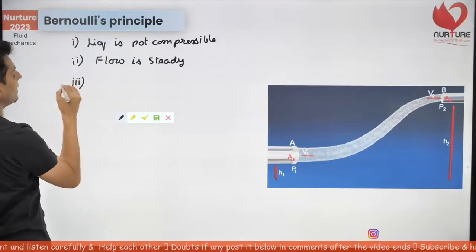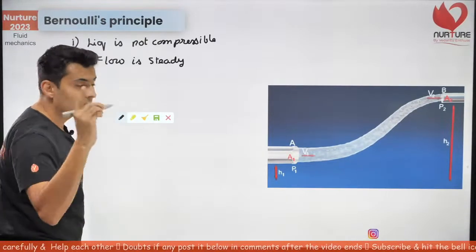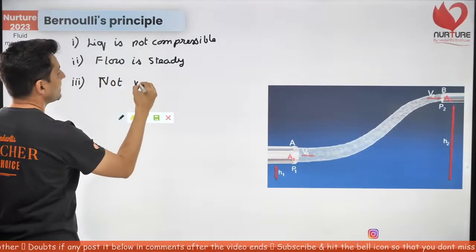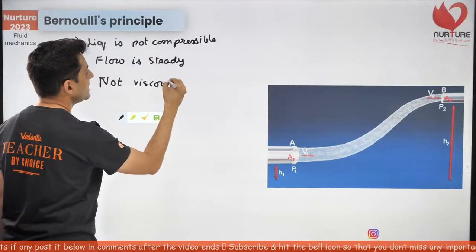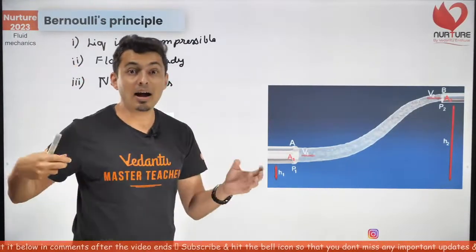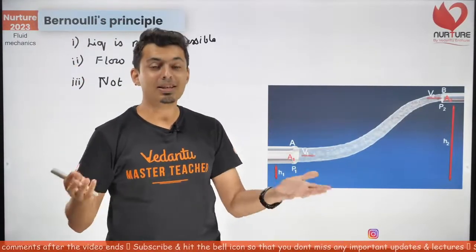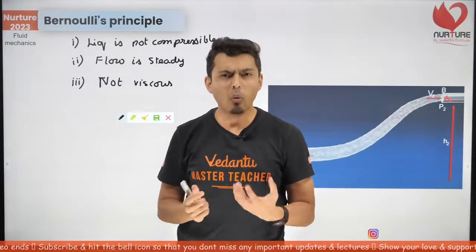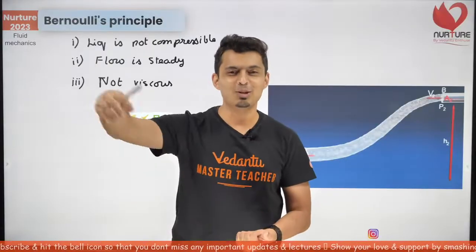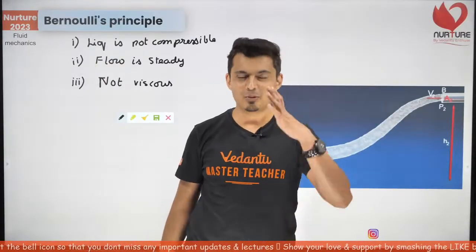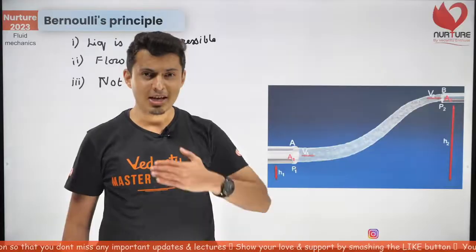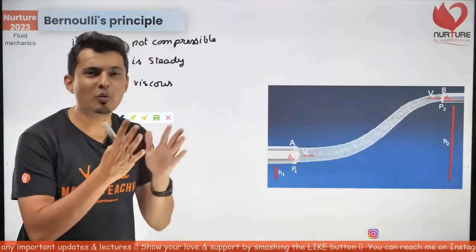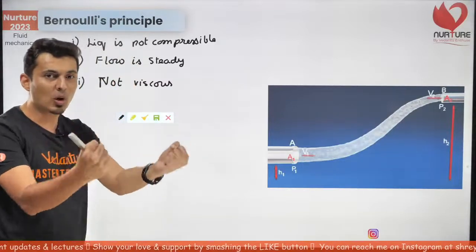Number three, the important assumption is that it is not viscous. Viscous means there is drag, like honey or sauce or ketchup. You throw it on a table, it hardly flows, it stops. Water is less viscous, it flows very easily. So an ideal fluid will have negligible viscosity. When you throw it, it just keeps on flowing. It's very fluidic. So there are no viscous forces which stop the flow.